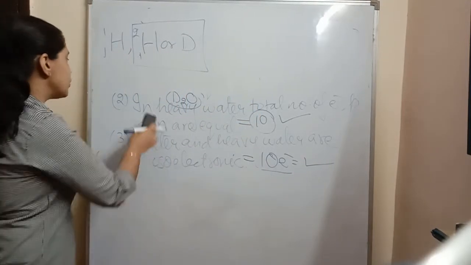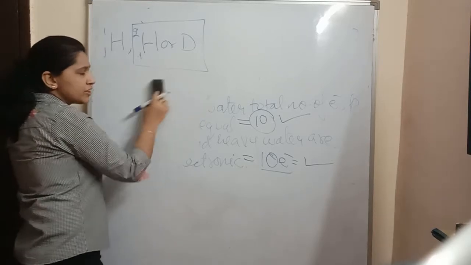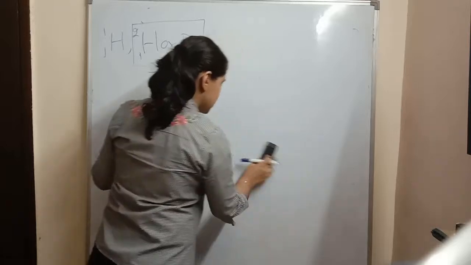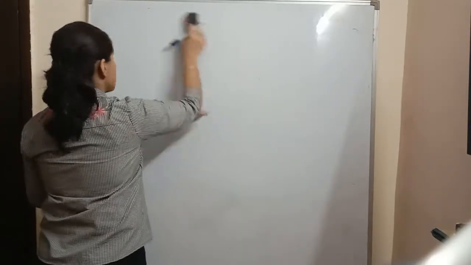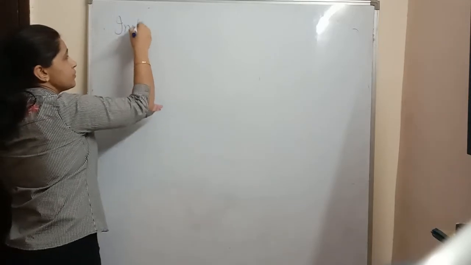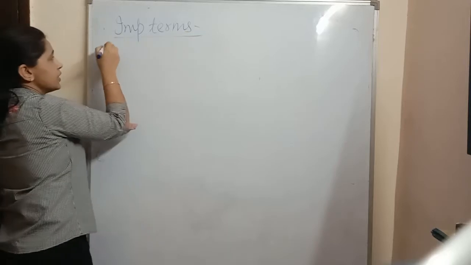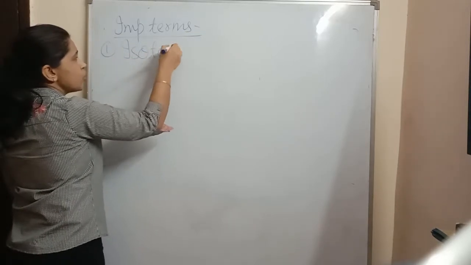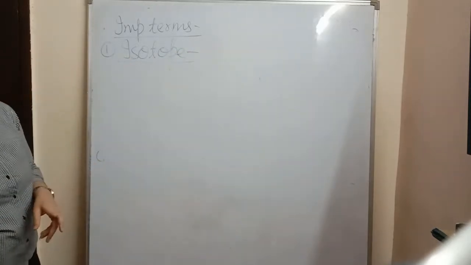Right? So starting with a few important terminologies which you must have heard in the junior classes also, but they are very important for now also. These are the important terms. The first one is isotopes. If you want to write, you can write isotopes.